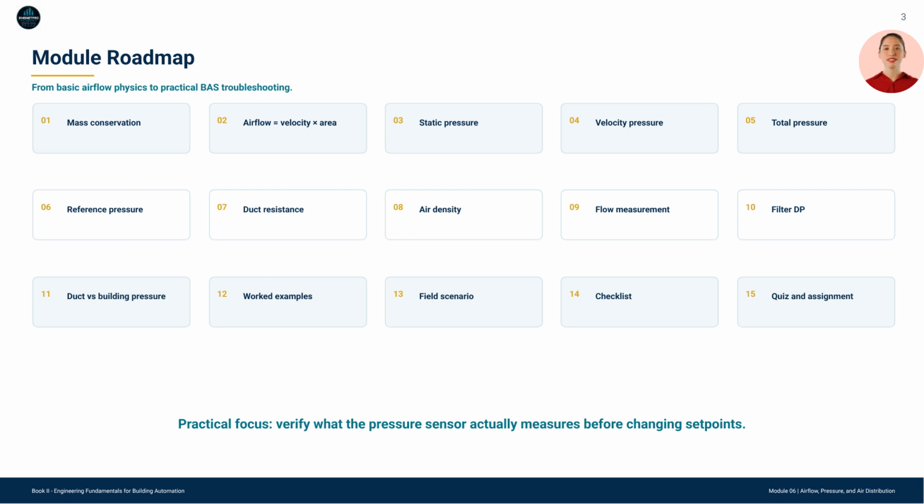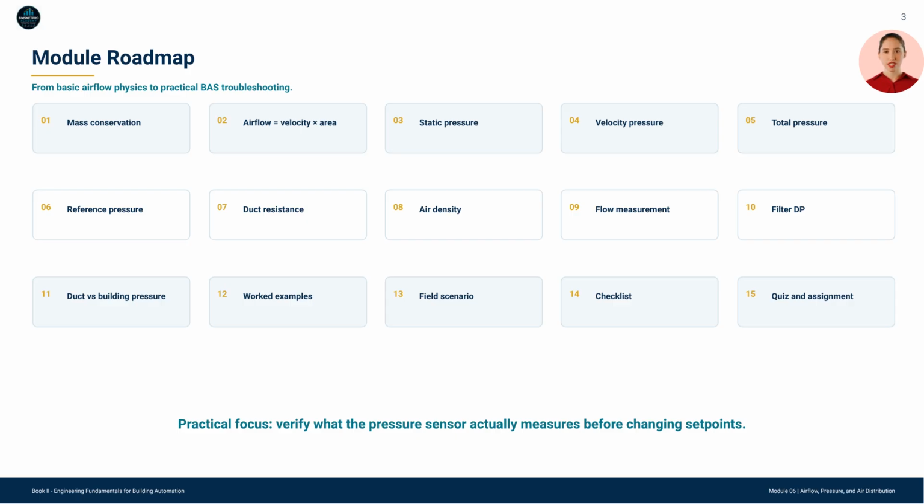This roadmap follows the same order we use in the field. First, we start with the basic physics, mass conservation, and the relationship between airflow, velocity, and area. Then we separate the different types of pressure: static, velocity, total, gauge, differential, and reference pressure. After that, we look at pressure loss, air density, and measurement methods. Then we apply the ideas.